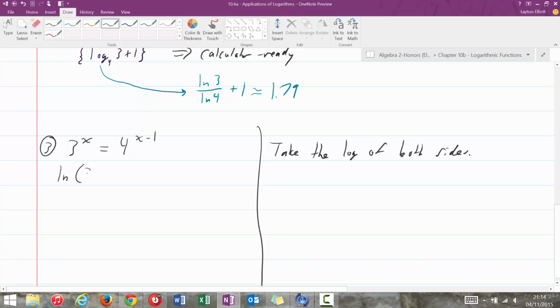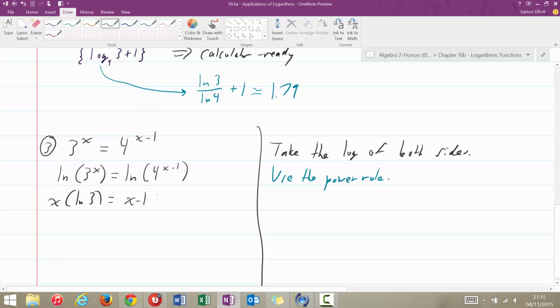So we're going to go the ln of 3 to the x is equal to the ln of 4 to the x minus 1. My next step is going to be to use the power rule, meaning I'm going to take the exponent and move it out in front. x times the ln of 3 equals x minus 1 times the ln of 4.